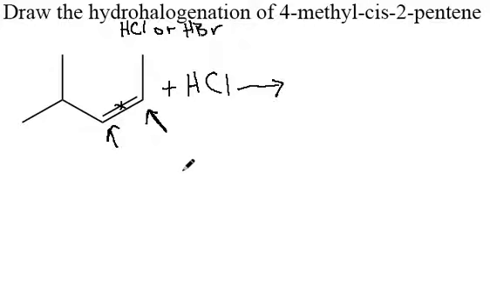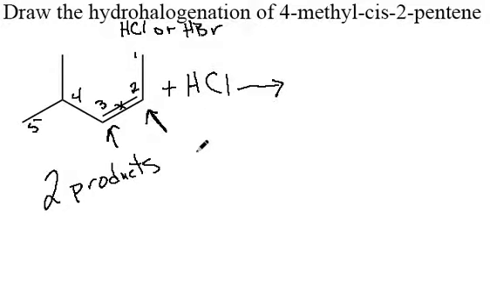So they're equal. When the double bond has equal substituents on it, meaning it's connected to one carbon and one hydrogen, we will get two products. So I'm going to draw, and so let me number these. 1, 2, 3, 4, 5. I'm going to draw it where the chlorine adds to carbon number 2 and where the chlorine adds to carbon number 3.